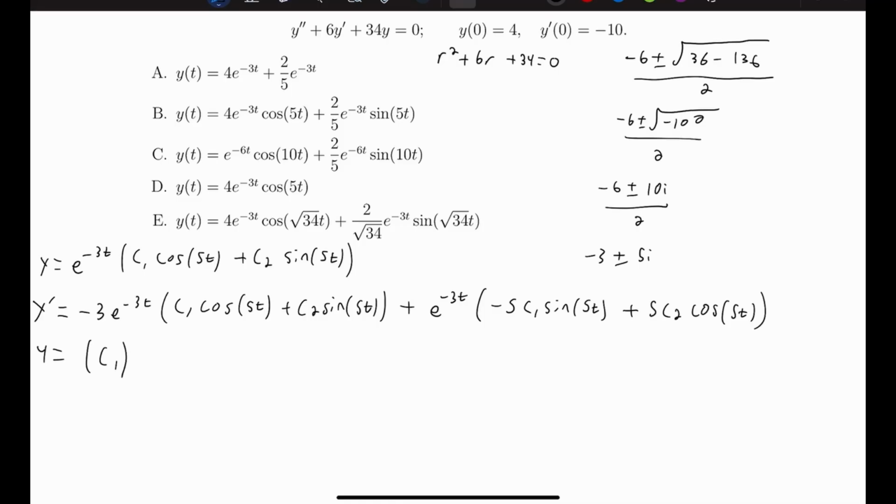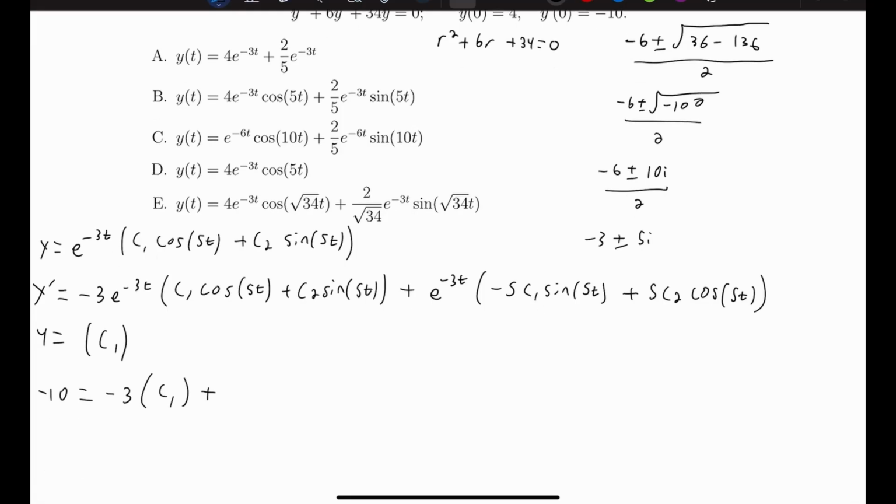And then we need to go ahead and use our derivative equation, our y prime equation, to find our other unknown. So if we go ahead and substitute 0 in for that, we know it'll be equal to negative 10. So negative 10 equals, again, e to the 0 is 1, so that'll just be negative 3 times, and then cosine of 0 is 1. So c1 sine term disappears because sine of 0 is 0. And again, we have 1 times negative 5 c1. That term will disappear because it's a sine. And we have 5c2. That term, the cosine will just become a 1 because it's cosine of 0.